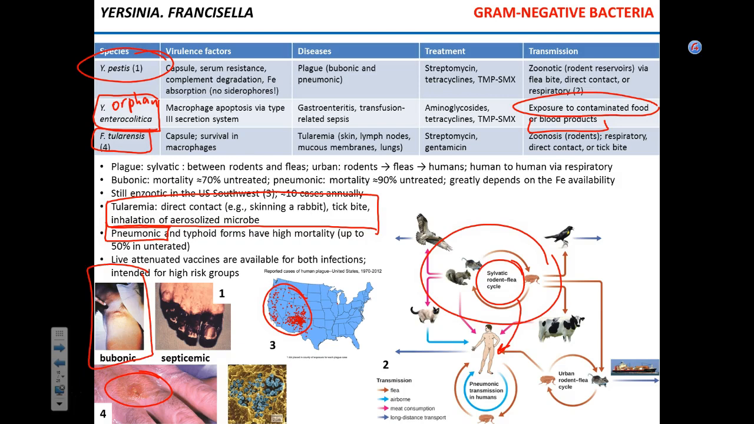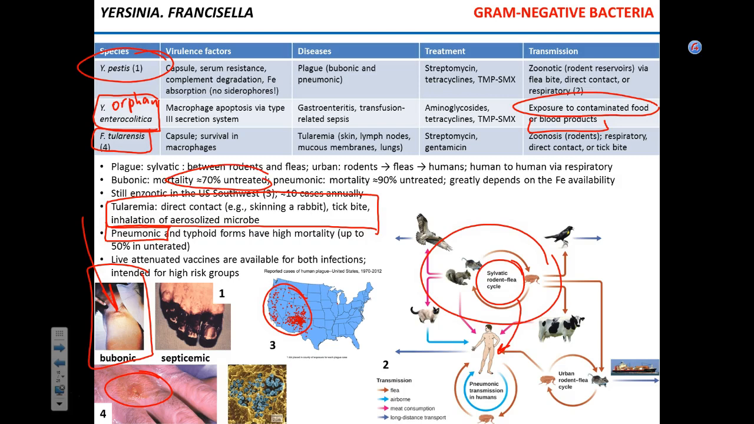Bubonic plague is characterized by inflammation and necrosis of the lymph nodes adjacent to the site of the bite, usually inguinal and axillary lymph nodes in the groin and in the armpits. The lymph node becomes swollen and black in color. The mortality rate of untreated bubonic plague is about 70%.